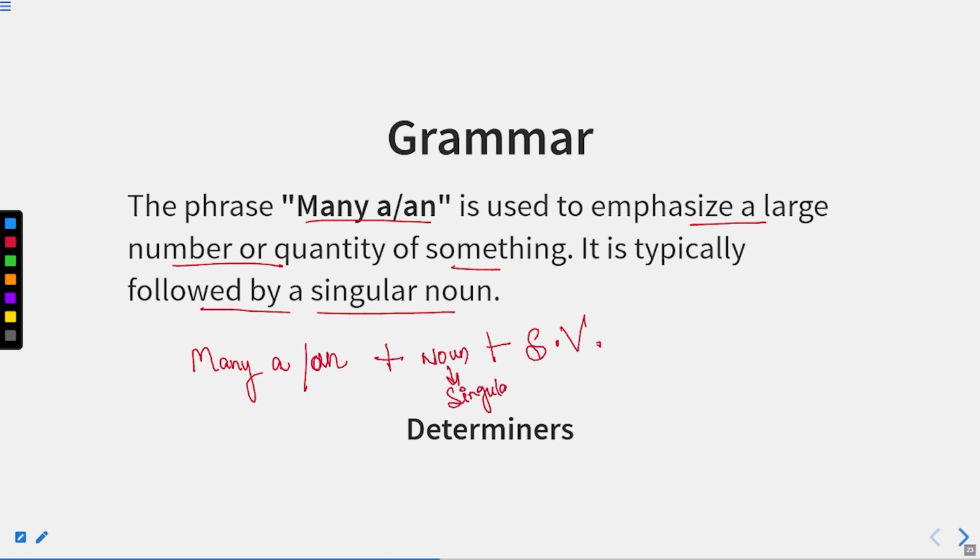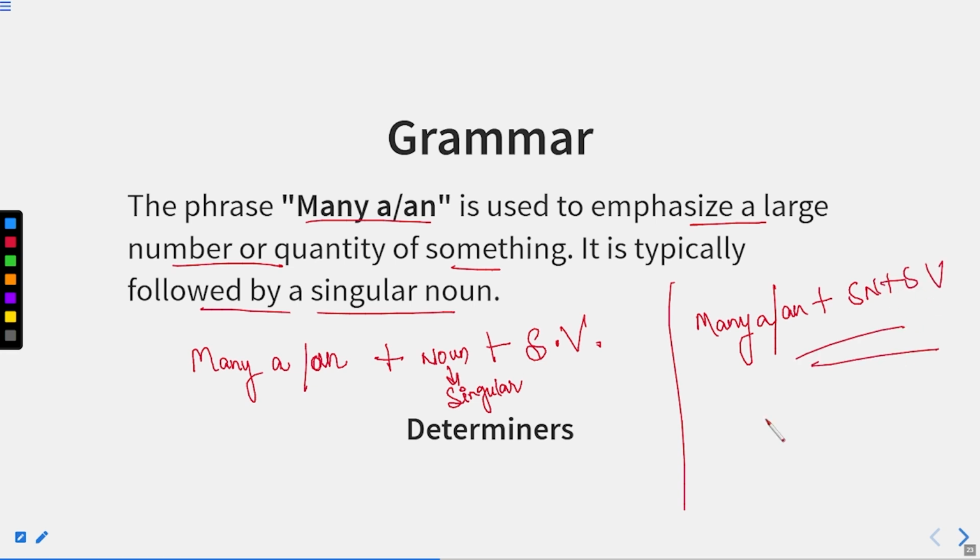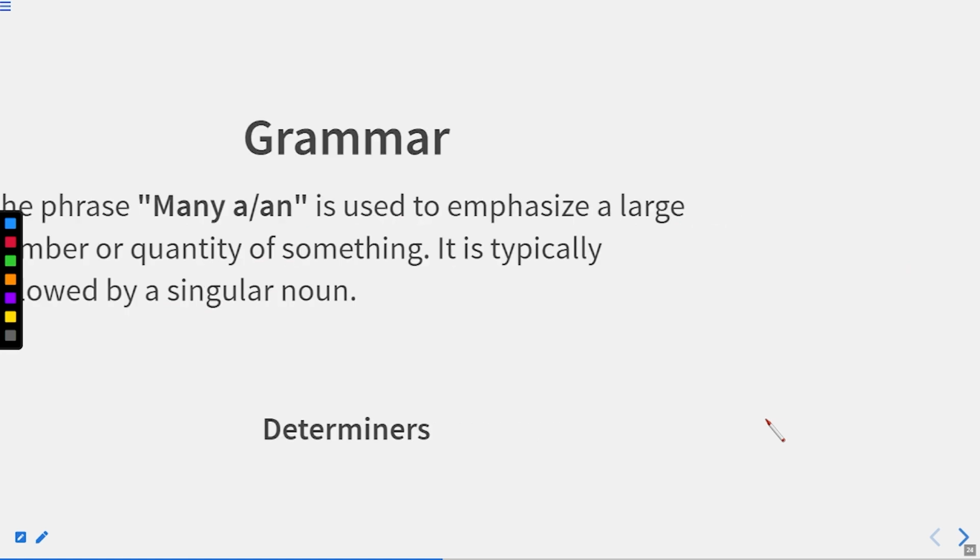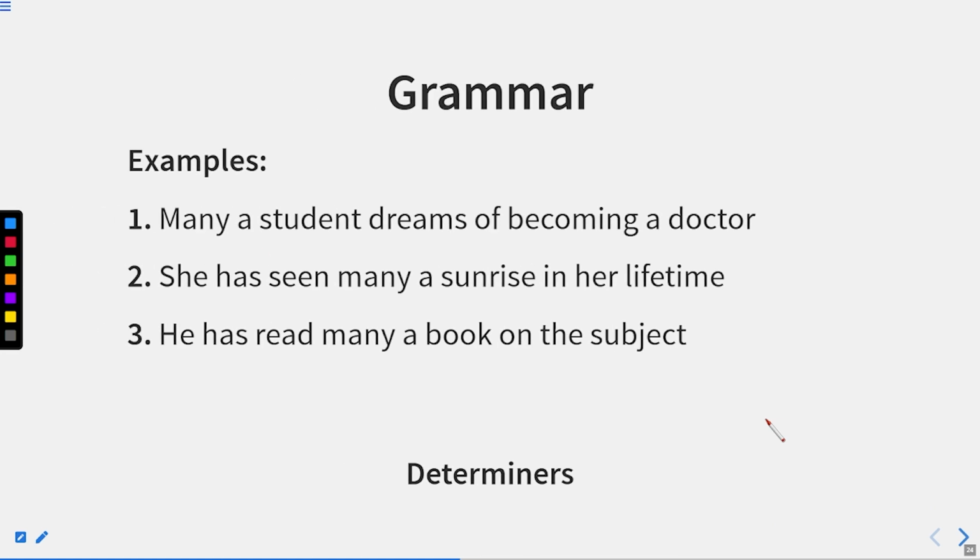It means that many a or many an is followed by a singular noun plus a singular verb. If we have many a or many an, we have a singular noun and a singular verb with it. We have to use this structure only. And this is many times asked in subject verb agreement as well. For example, many a student dreams of becoming a doctor. Now many a student, singular noun, and dreams, singular verb. Here it is written many a.